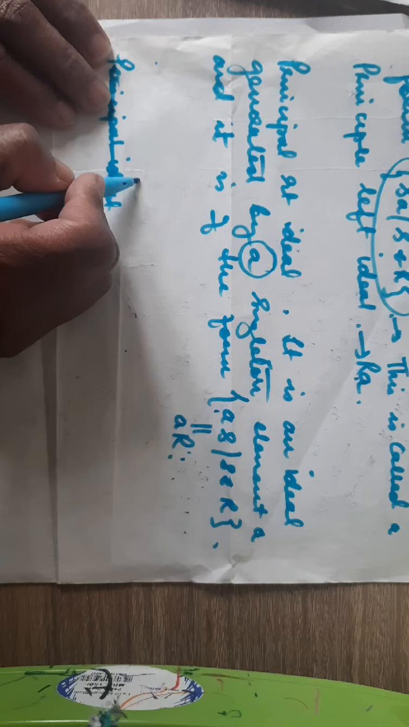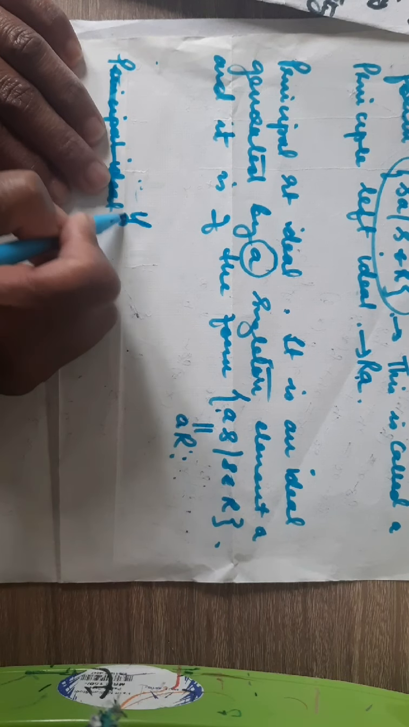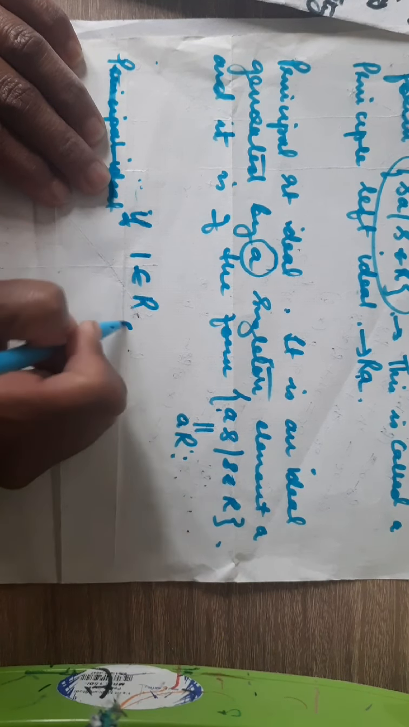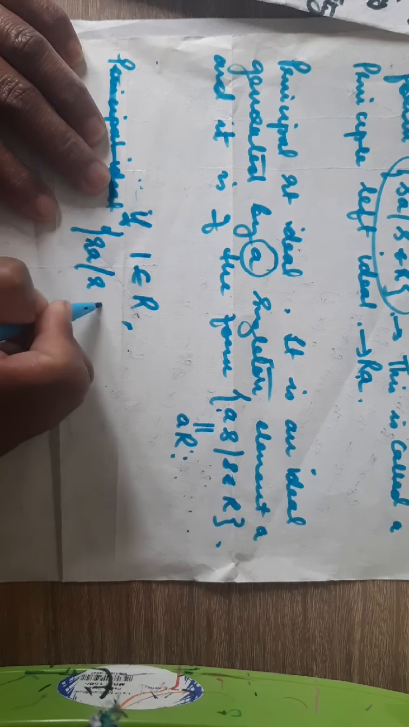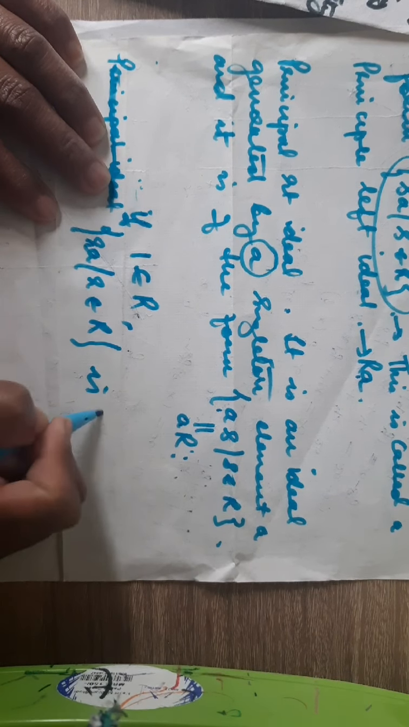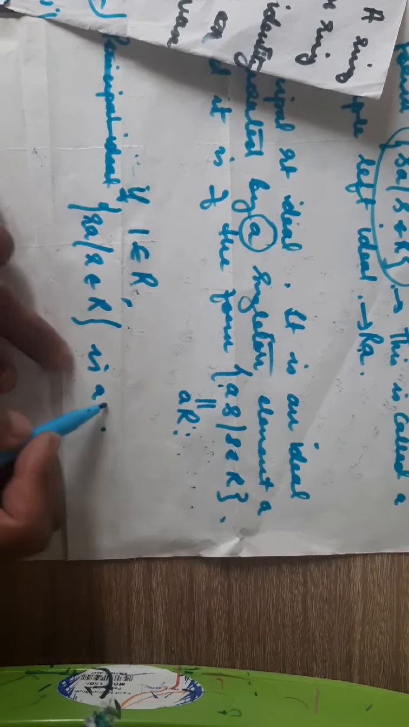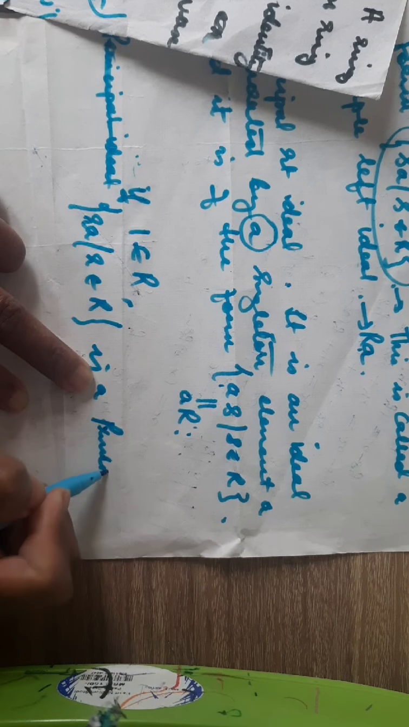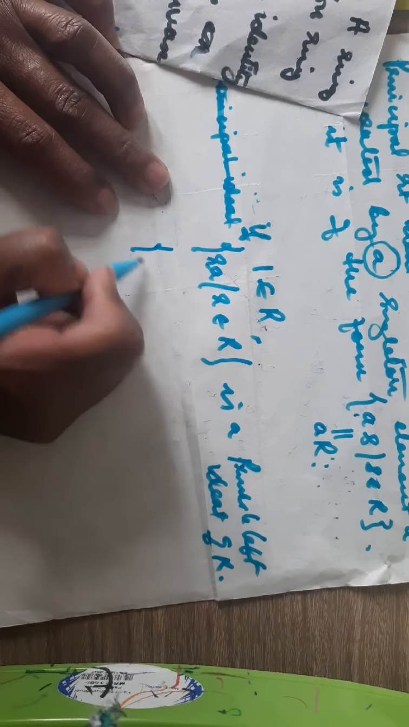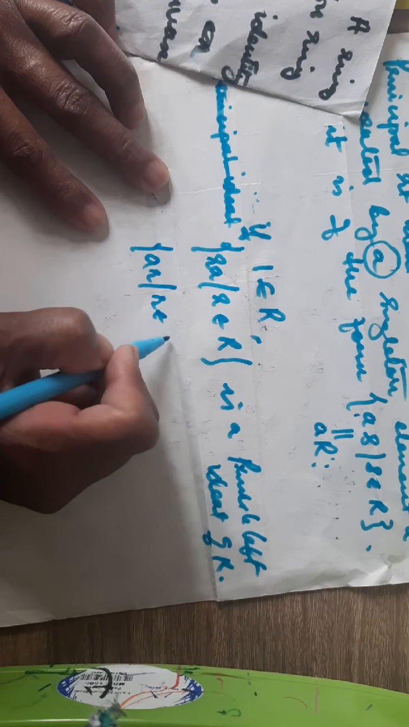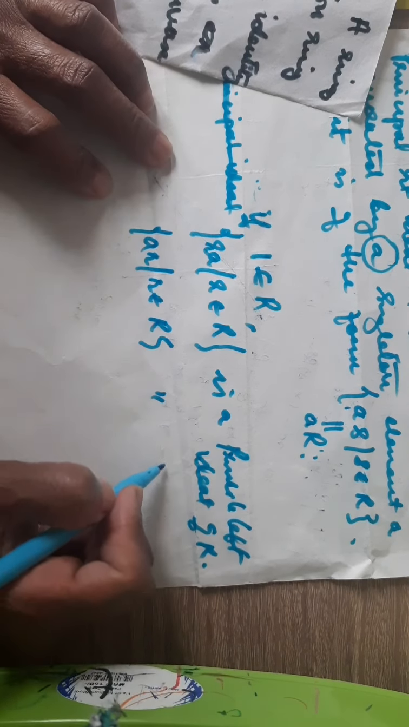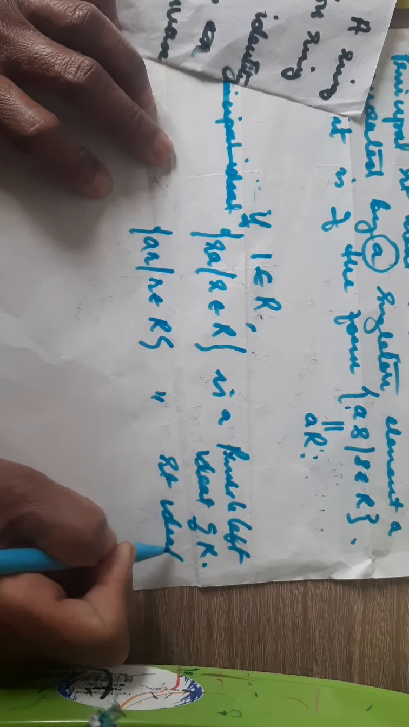So now the remark is that if a belongs to R, then the set ra such that r belongs to R is a principal left ideal of R. Similarly, ar such that r belongs to R is a principal right ideal.